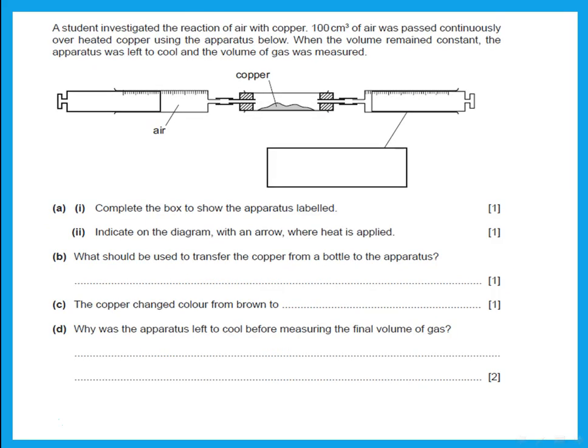Okay. In this question, he says the student investigated the reaction of air with copper. So he passed 100 centimeter cubed of air continuously over heated copper. When the volume remained constant, the apparatus was left to cool. So if I pass air over copper, what is happening? The copper will react with the oxygen. So he's saying, first of all, complete the box to show the apparatus labeled. What's the name of that apparatus? It's a gas syringe. Indicate on the diagram with an arrow where heat is applied. Where are we going to heat? We're going to heat the copper.